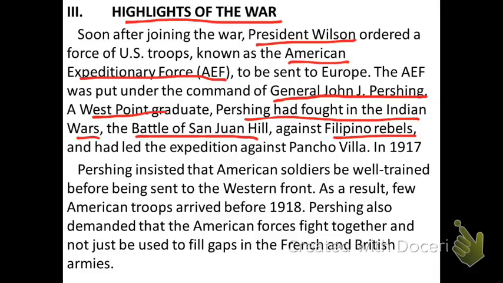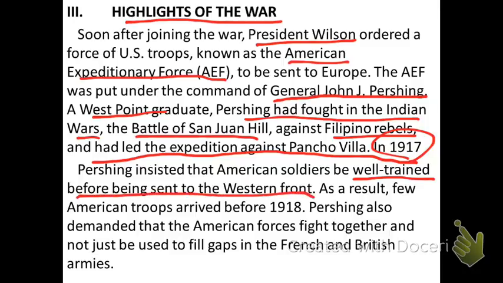And then, of course, we talked about this also. He led the expedition into Mexico against Pancho Villa. I'm sorry, he led against Pancho Villa a few years earlier, before the beginning of the war, in 1917. There we go. Pershing insisted that the American soldiers be well trained before being sent to the Western Front.